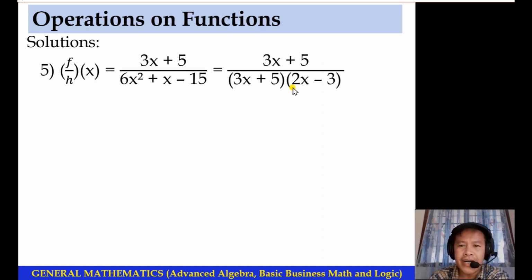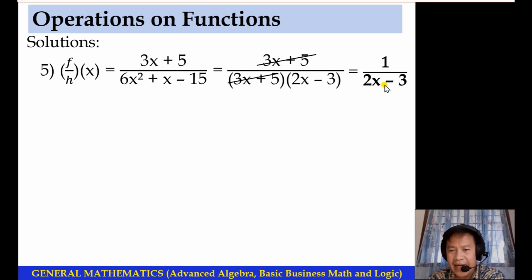Then what you need to do is to cancel, because if you are going to divide polynomials, you are going to reduce that polynomial into lowest terms. Then we are going to cancel this one. Cancel. And what came out in our numerator? Sir, 0, because I already canceled out 3x plus 5. Not 0, because any number is understood to have a factor of 1. Therefore, our numerator is 1, and the denominator is a linear function 2x minus 3. Therefore, the quotient f over h of x is also a rational function, 1 over 2x minus 3.